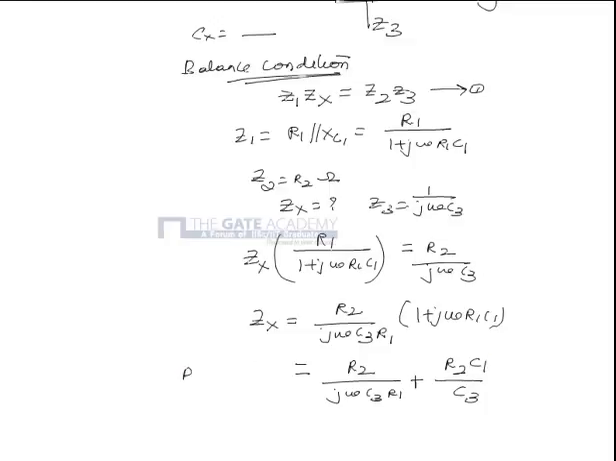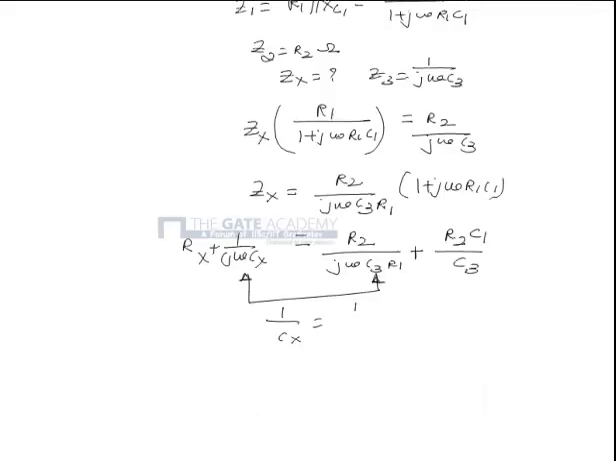So Zx is nothing but Rx plus 1 by j omega Cx. So on comparing these two, 1 by Cx is equal to R2 by C3 R1. So Cx is equal to R1 C3 by R2. Here the option is A. Thank you.